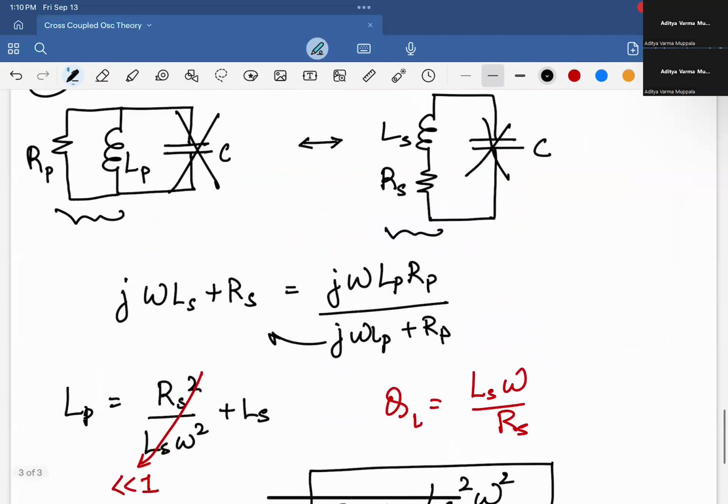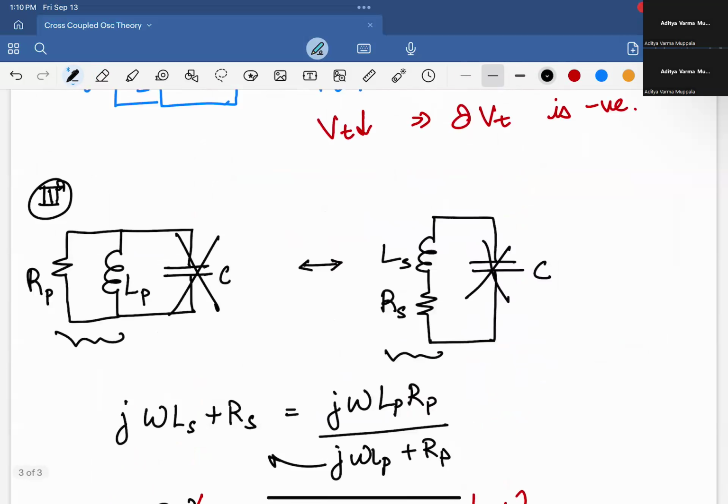Okay, so intuitively, it's very easy to see that at DC, this circuit is equivalent to a circuit that looks like this, right? So it's a resistor, the capacitor is open, the inductor is short. Whereas this circuit at DC is like this, it's closed. So you have a closed loop, right?